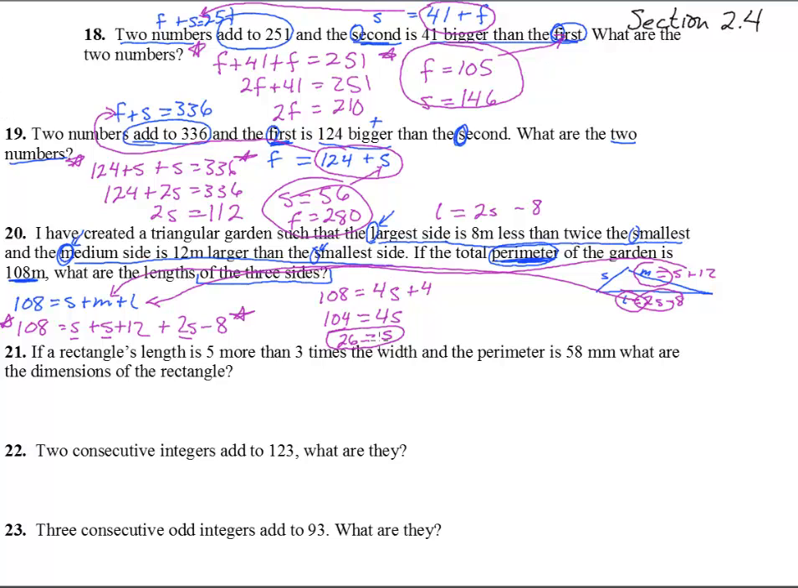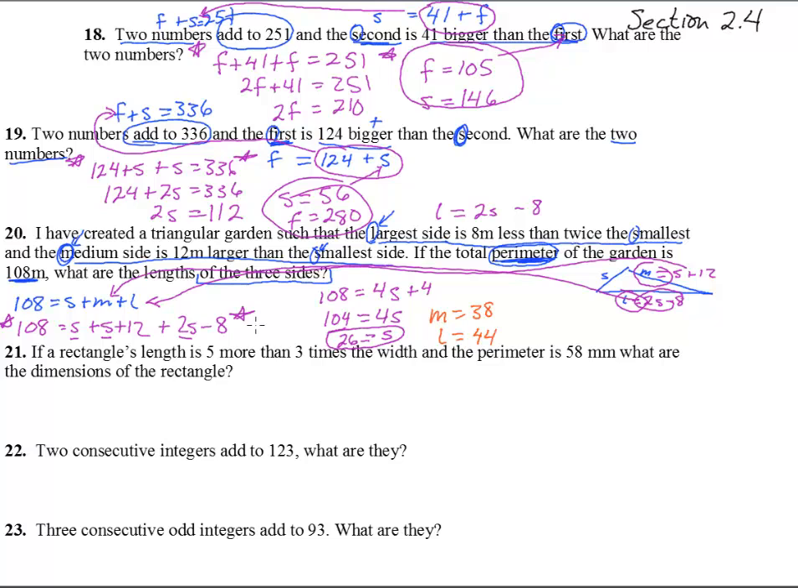S is 26, but we know that the medium side is 12 bigger than this s. So the medium side, s plus 12, is 26 plus 12, which is 38. And the largest side is 8 less than twice the smallest. So we take twice the smallest, 52, minus 8, is 44.